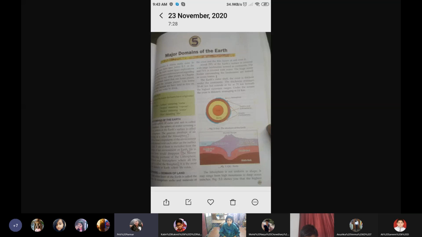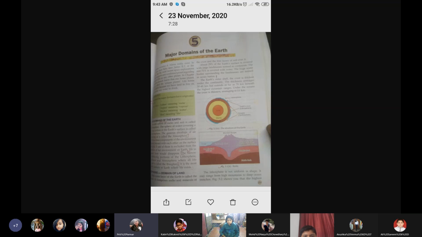The solid outer layer of the earth is called the lithosphere. That means the outer layer of the earth is called lithosphere. It comprises rocks and minerals of the crust and the thin layers of soil over it. So this outer layer is basically made up of the rocks and minerals, and then thin layers of soil, that is mud and all, over it.